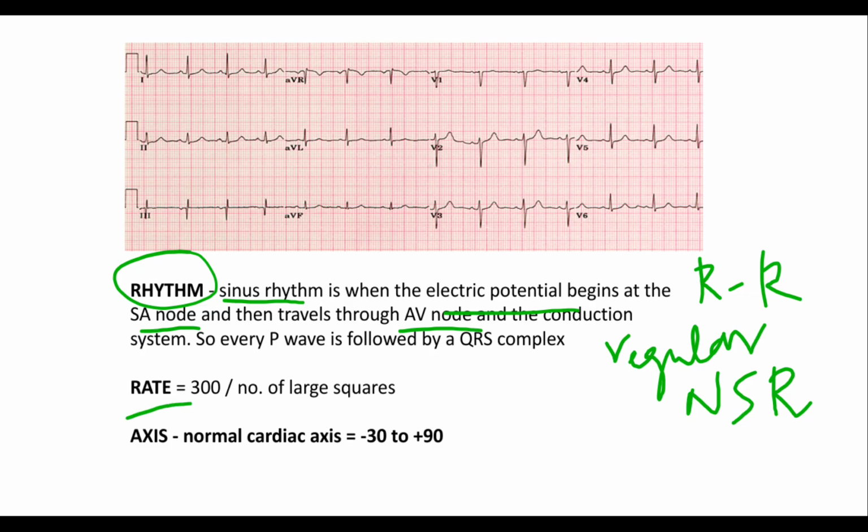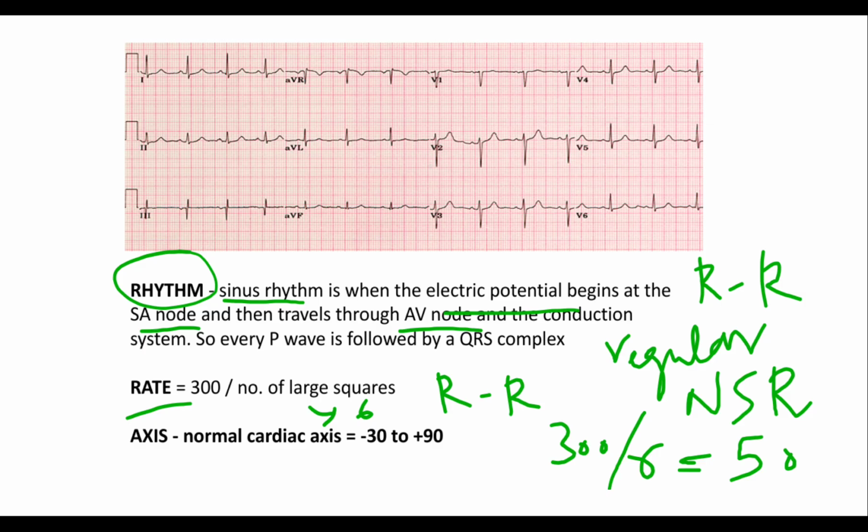Now you will see the rate. Rate is again based on RR intervals. In the RR interval, you calculate the number of large squares. 300 divided by that number of large squares is your rate. Suppose the number of large squares is 6, then your rate is 300 divided by 6, which is 50. It's slightly bradycardia, right? Because 60 to 100 is normal.